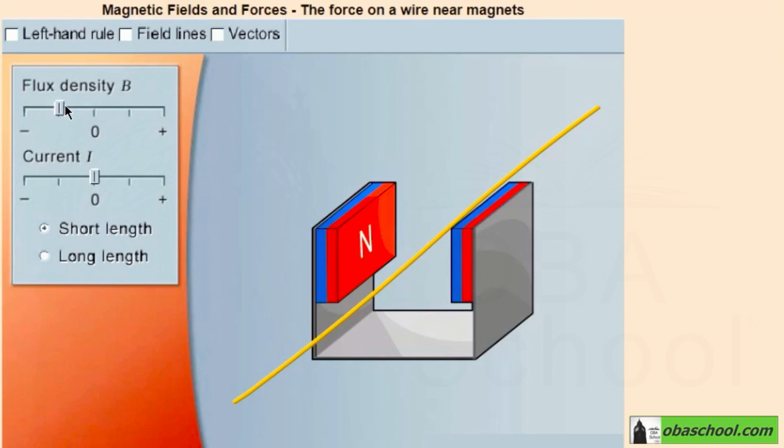Now let's select field lines to show some of the lines of force of the magnetic field that pass from the red north face of one magnet to the blue south face of the other magnet.